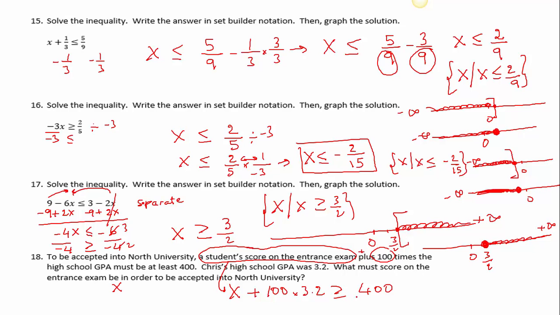At least means greater than or equal. So 100 times 3.2 is 320. So X plus 320 is greater than or equal to 400. Subtract 320 from both sides, we get X greater than or equal to 400 minus 320, which is 80.